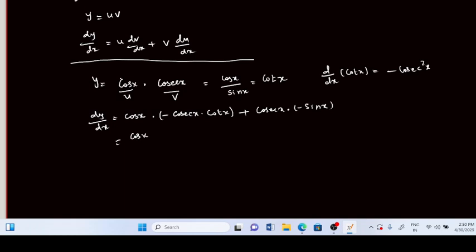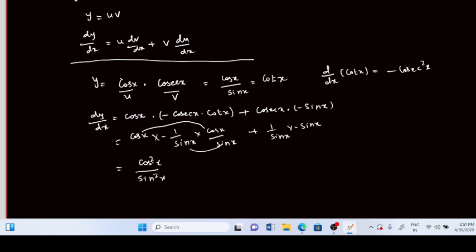Cos x into minus cosecant x can be written as minus 1 by sin x, cot x is cos x by sin x, plus cosecant x is 1 by sin x into minus sin x. So here cos we can multiply, we get cos square x divided by sin x into sin x is sin square x, minus is there, so minus, here sin x gets cancelled, minus 1.